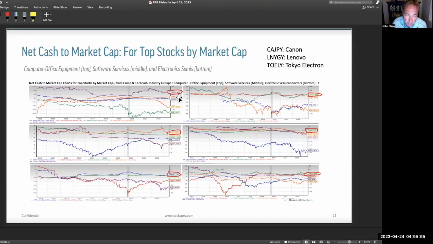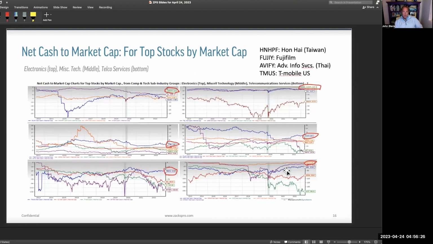All right, first off, net cash to market cap. Of course, the higher you are in this, the better. I just want to point out Canon, it's a Japanese company. Lenovo Group, of course, is the Chinese personal computer maker. And down here is Tokyo Electron. A lot of times I see Japanese names. They run their businesses for net cash a lot more often, and you're going to see their names in here. So Canon, Lenovo Group, Meta Platforms, Adobe, NVIDIA, interestingly enough, is here. Tokyo Electron is here. On to the next one.